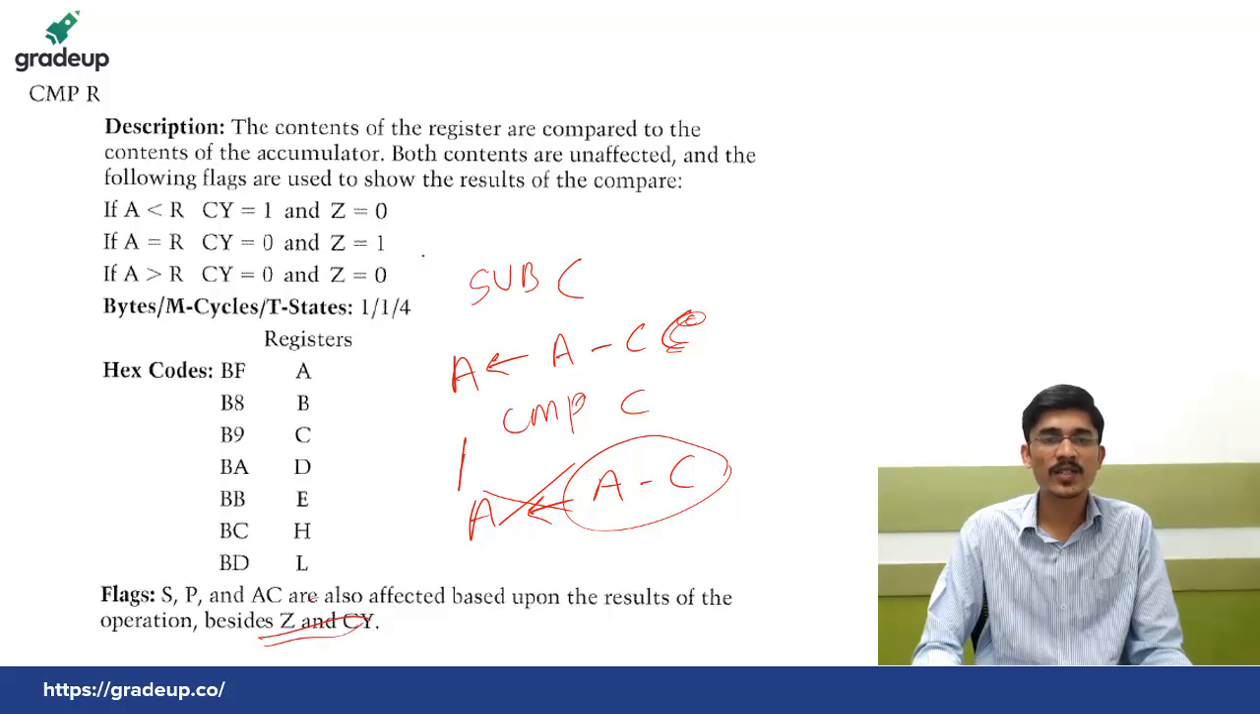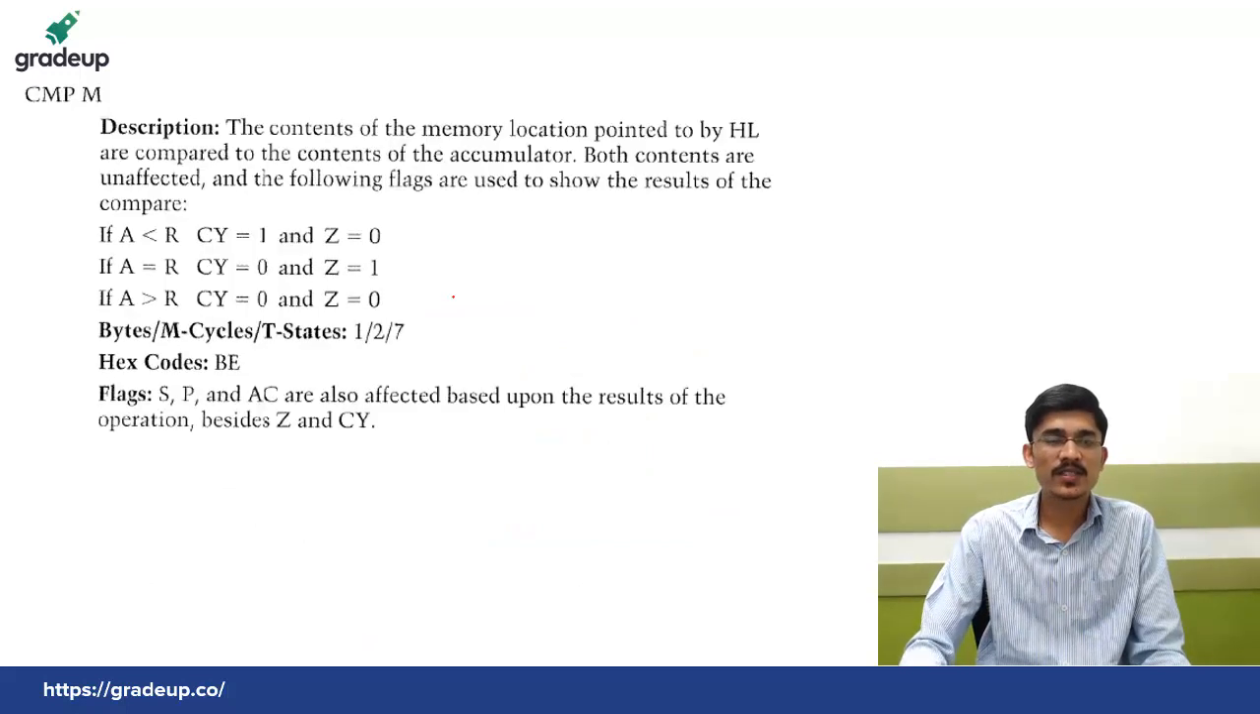This I have explained here. All the flags are affected, but the contents of the accumulator and the R register will not be affected. Just remember this part. This is the most crucial part in this instruction. This instruction is used just to compare the data, and from the carry flag and zero flag you can understand whether it was greater, equal to, or less. So let's move to the next instruction, which is compare M.